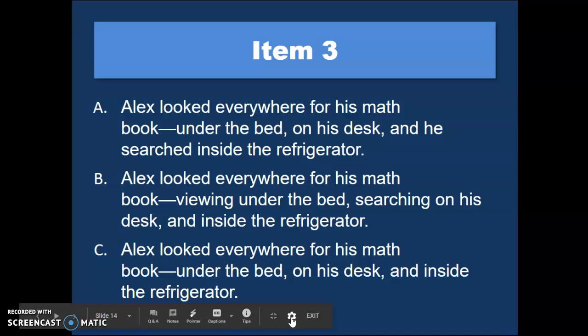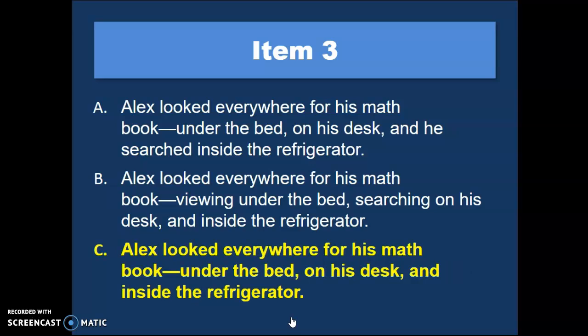A, Alex looked everywhere for his math book, under the bed, on his desk, and he searched inside the refrigerator. B, Alex looked everywhere for his math book, viewing under the bed, searching on his desk, and inside the refrigerator. Or C, Alex looked everywhere for his math book, under the bed, on his desk, and inside the refrigerator.